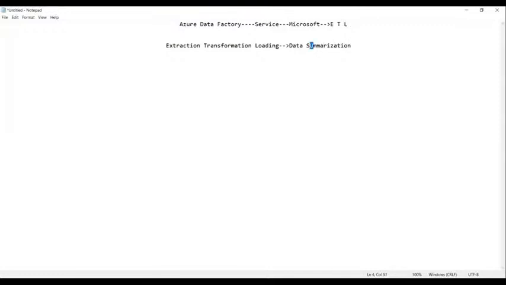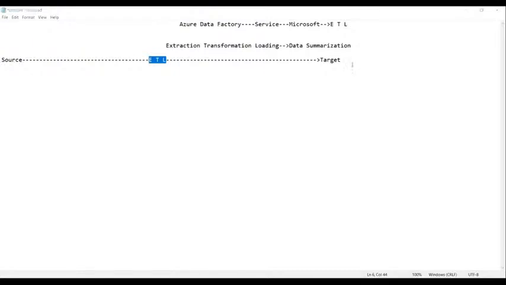Now, for this process of ETL, we require two things: a source, and a target. Between the source and the target, we apply ETL, that is, extraction, transformation, and loading.